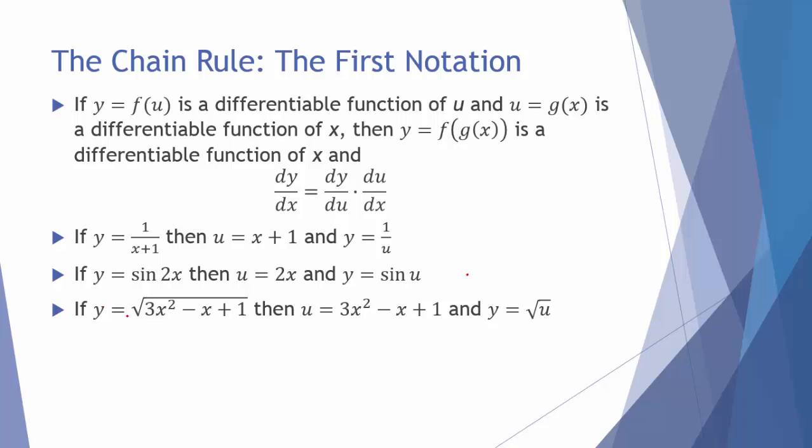If you have a function y equals the square root of 3x squared minus x plus 1, then u, your inside function, is what's under your radical. It's 3x squared minus x plus 1. And y is the square root of that inside function. If you have y equals tan squared x, now please keep in mind, tan squared x means you have the tangent of x, squared. So your inside function is tan x, and your outside function is that tan x squared, or the u squared.